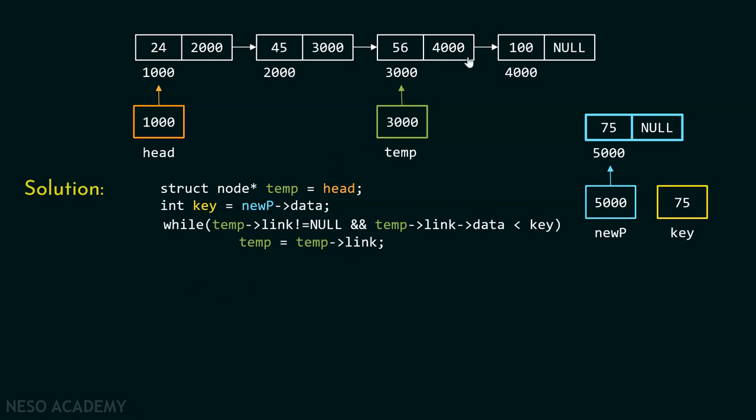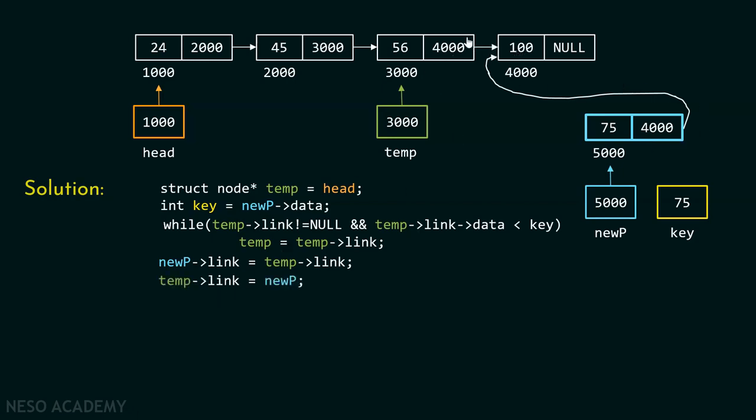Now, let's just update the links. First, we will update this link. That is, we will update the link part of this node first. New p link must be updated by temp link. Obviously, we will store this address, that is 4000 address over here, so that our new node will point to this node. After this, link part of this node must be updated so that it can point to this node. Isn't that so? And that's it. This is all what we need.